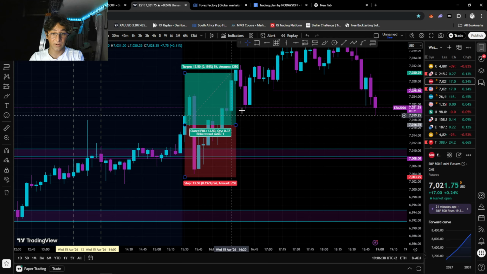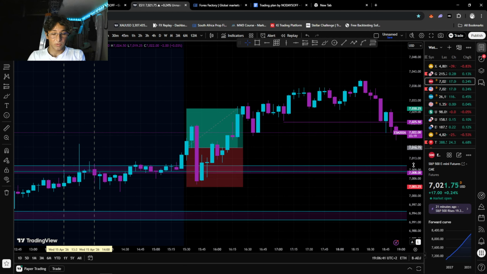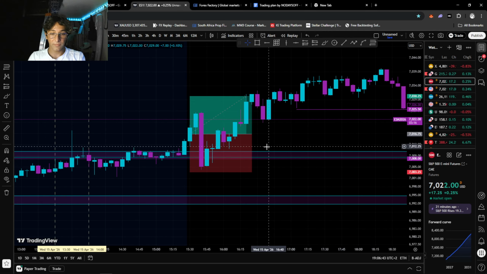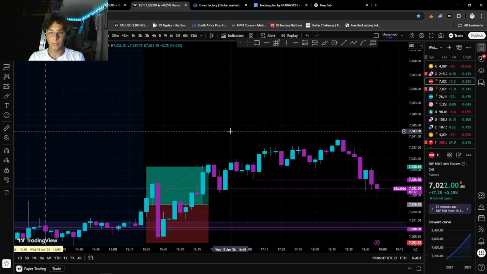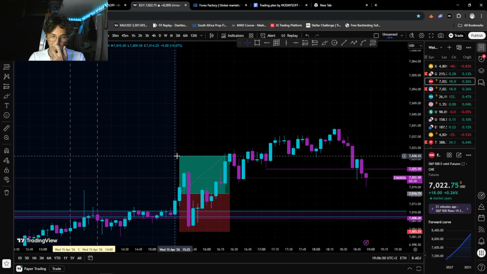We didn't actually get a break and retest, so our entry was a bit rushed, but we'll go over that in the notes. Our stop loss was here. We had take profit 1 up here. Take profit 2 was a bit higher, so we never hit that.